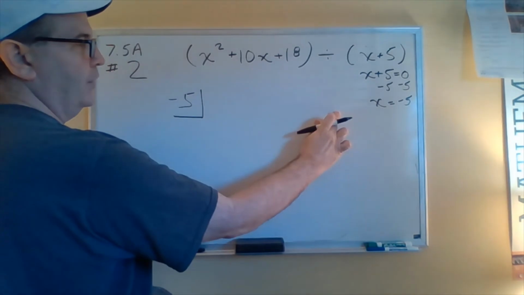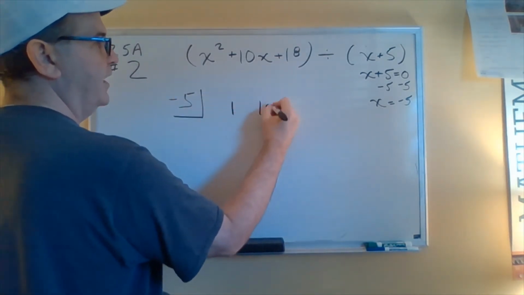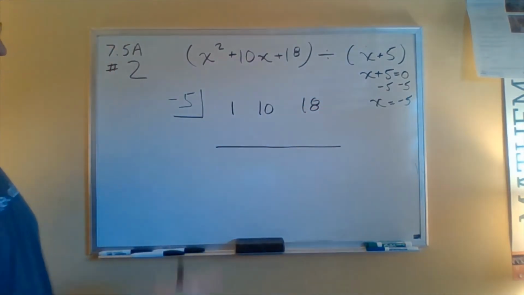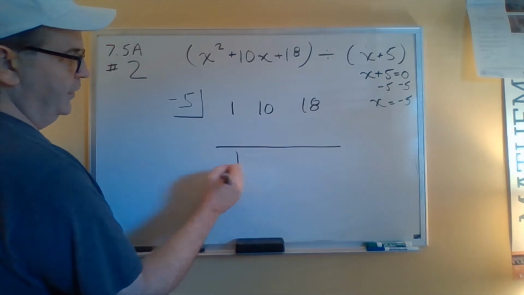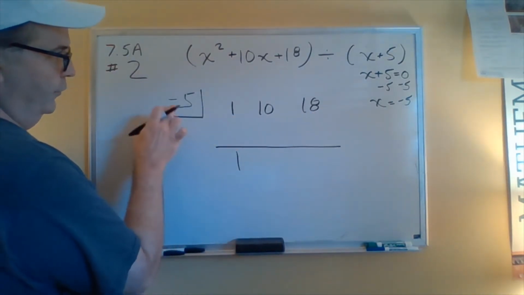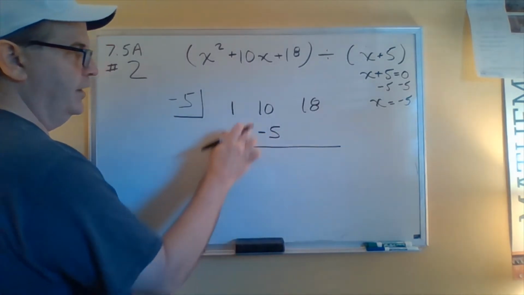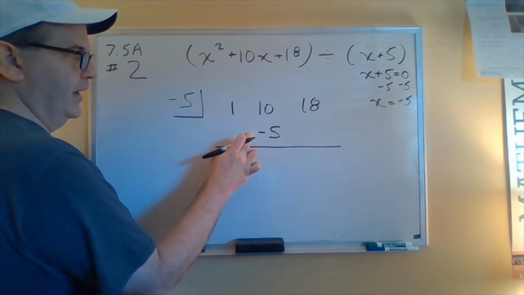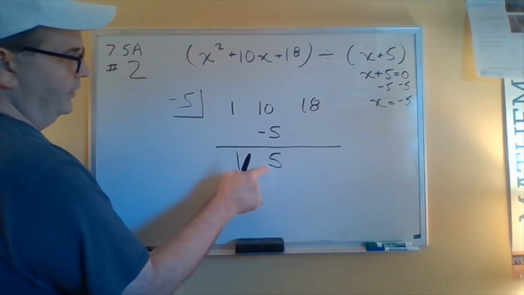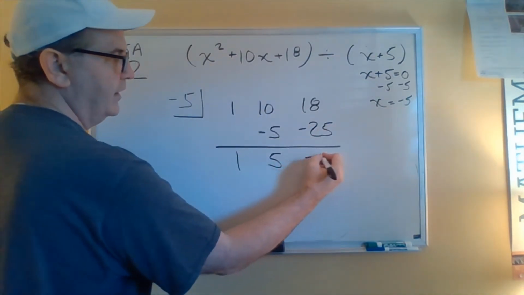Now we're just going to list the coefficients of our trinomial. So we'll have 1, 10, and 18. Let's draw a little division line here. We're going to carry our first term down, and then we're going to multiply, add, multiply, add. So first, I'm going to multiply negative 5 times 1, the negative 5 here. We add these two numbers together, so 10 plus negative 5 is a positive 5. Negative 5 times 5 is negative 25. And now we add these together and we get negative 7.